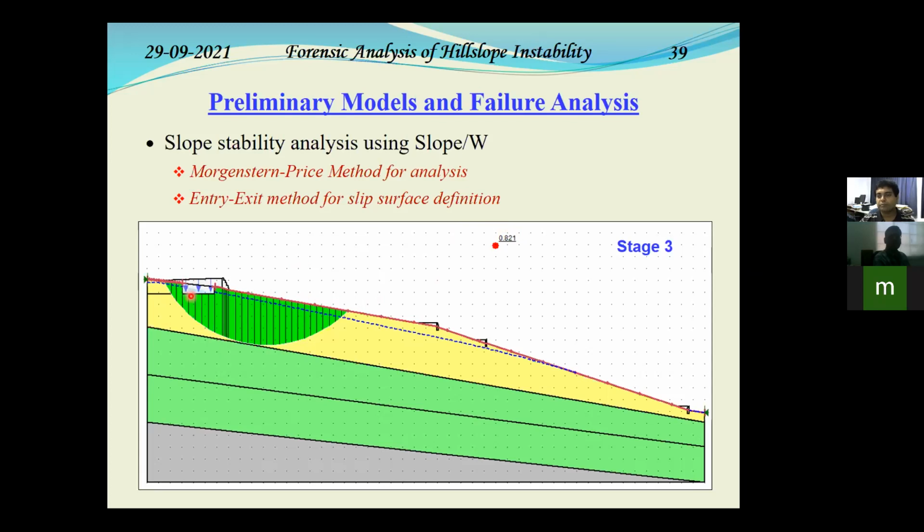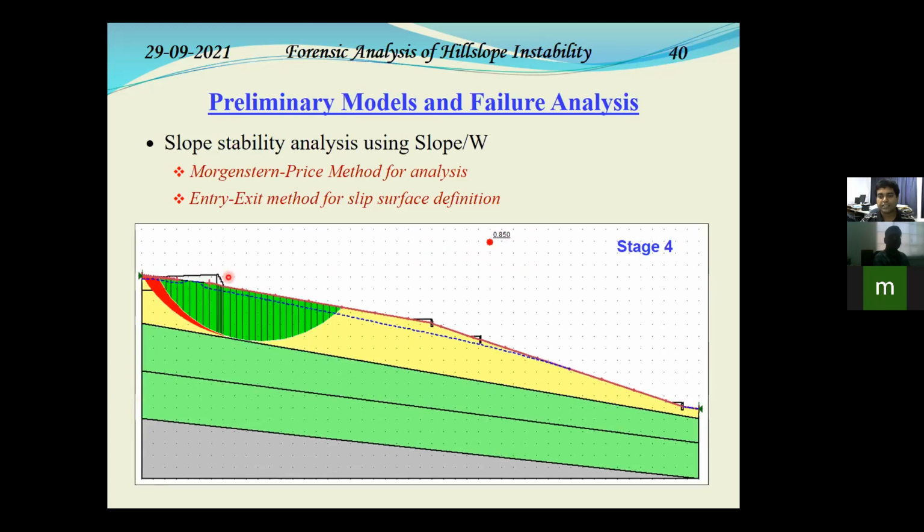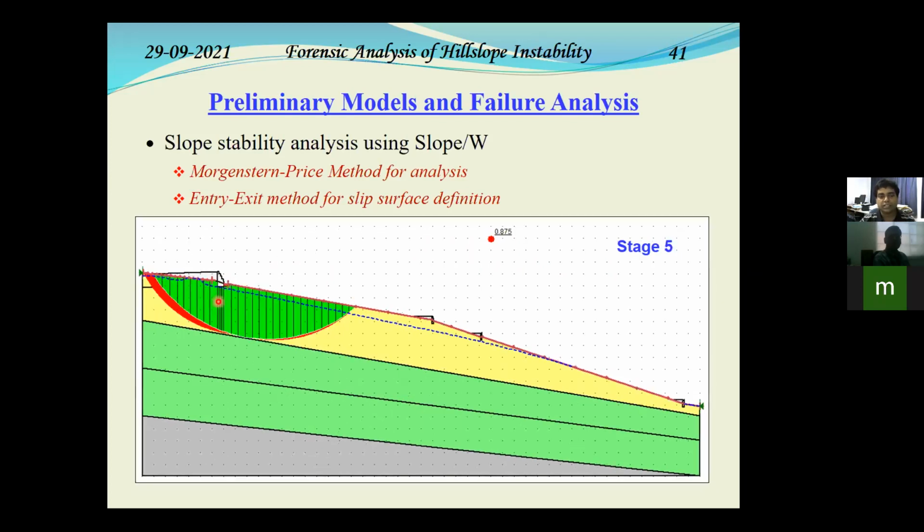But due to the creep movement, the slow pace movement, the failure could not completely take place in the field. It went on for quite some time. However, the building load showing this factor of safety being 0.821, that means this building load imposition started to trigger our failure in this case. And then as we moved forward in stage 4, the building load was completely used and the backfill was done.